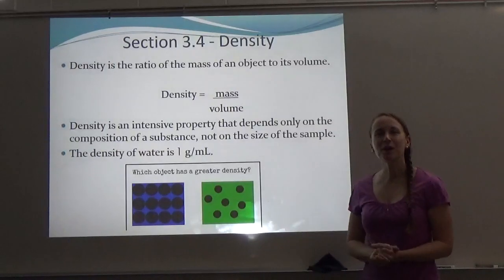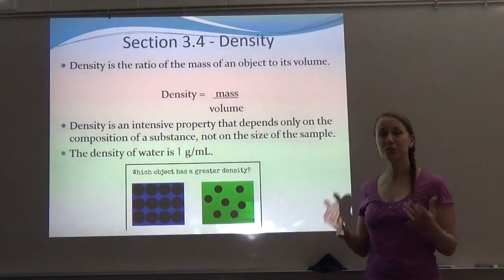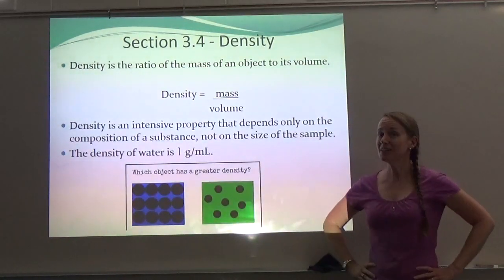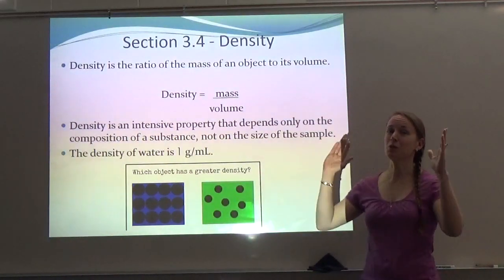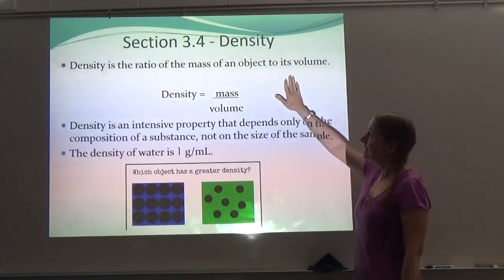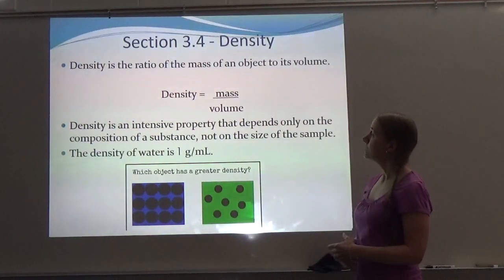Alright, so this is our Honors Chemistry Section 3.4 lesson video. And so we are going to cover density, and unlike the Section 3 lesson video, this one should only be one part. So let's go ahead and knock it out. So density is just the ratio of the mass of an object to its volume.